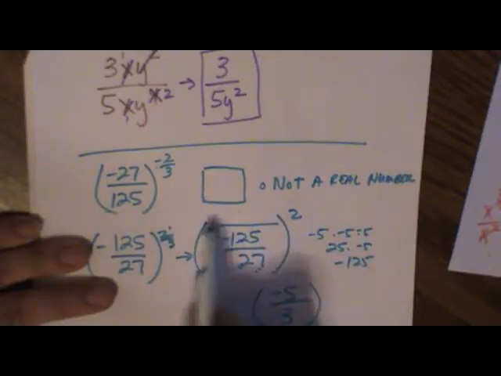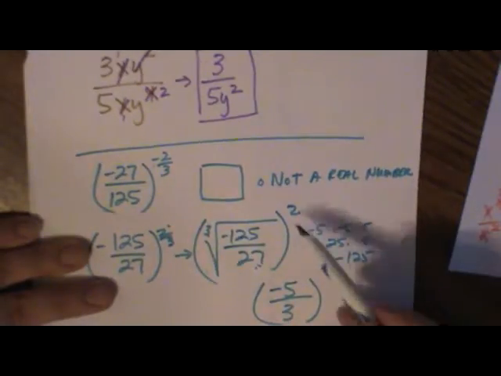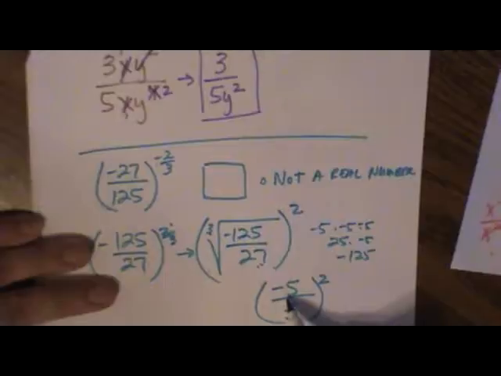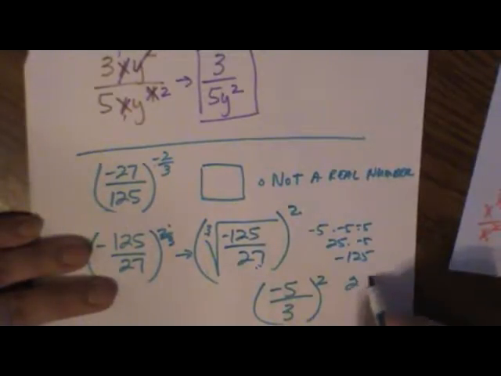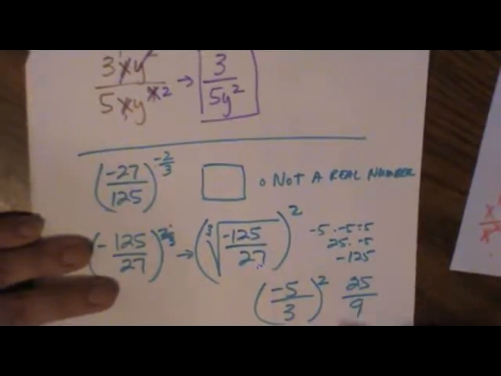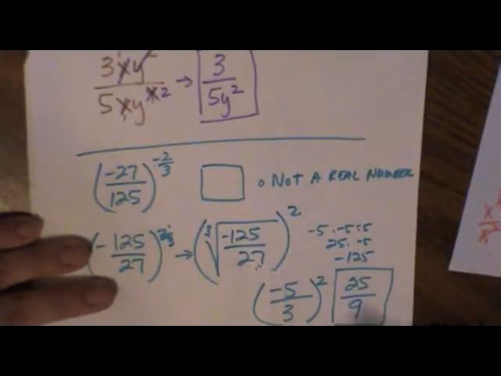So we just took care of everything inside the parentheses. Now we're going to square it. -5 times -5 is 25. 3 times 3 is 9. And that is our answer.